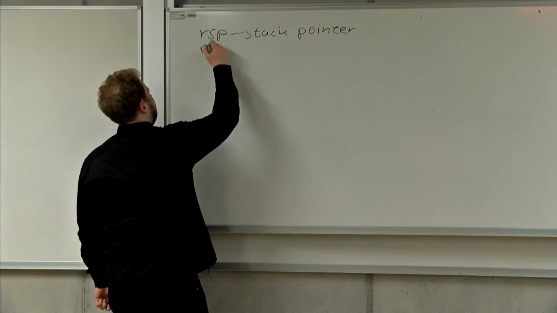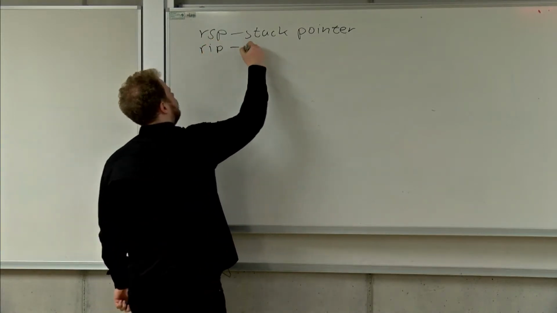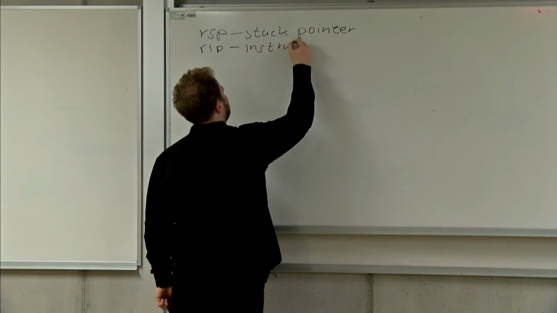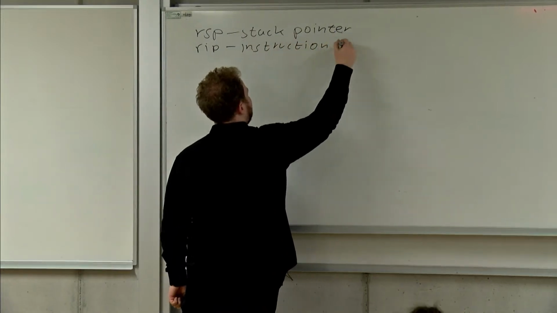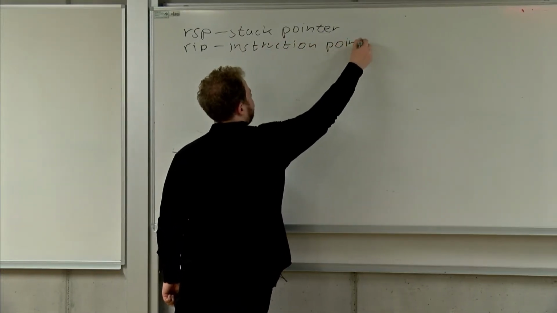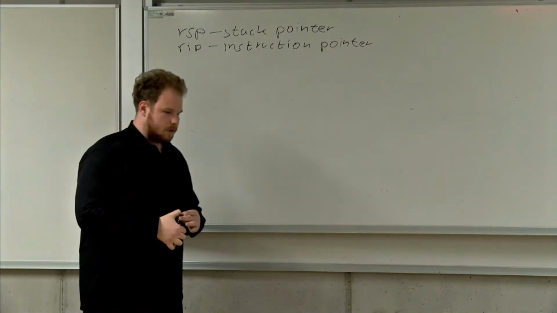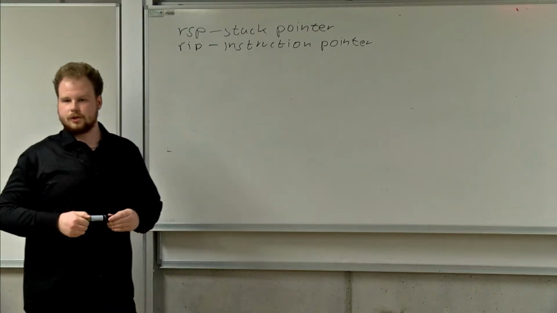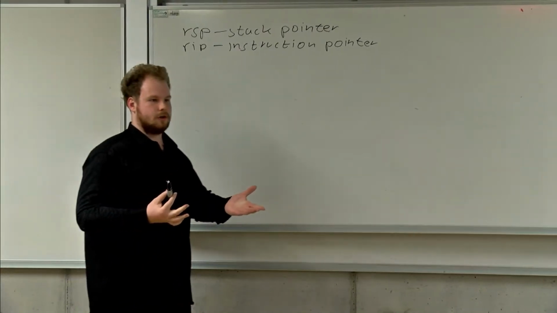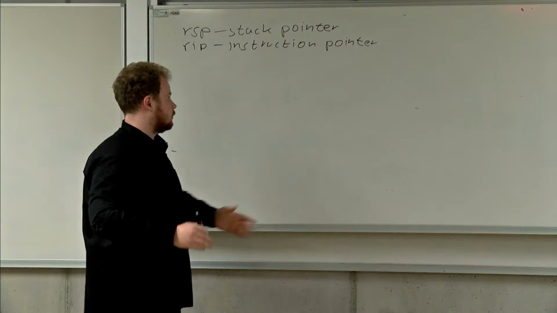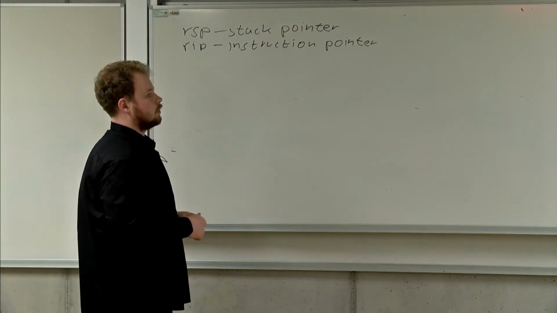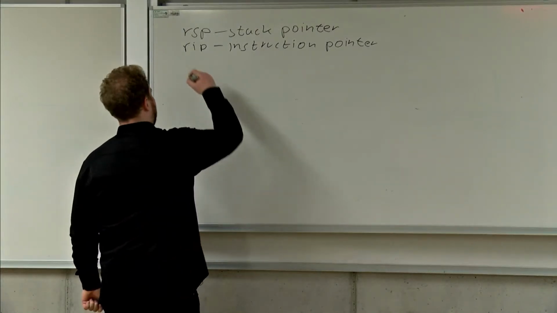We have the instruction pointer. This register points to the space in memory where our instructions are. So basically where the next instructions that are going to be executed are placed in memory.